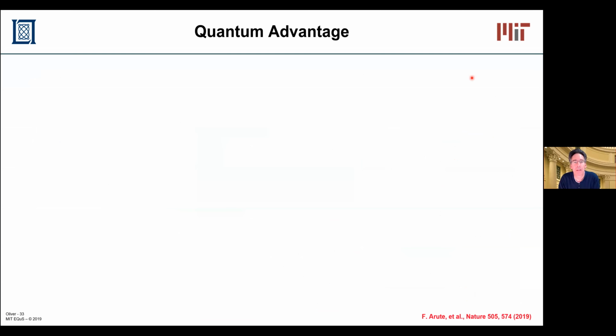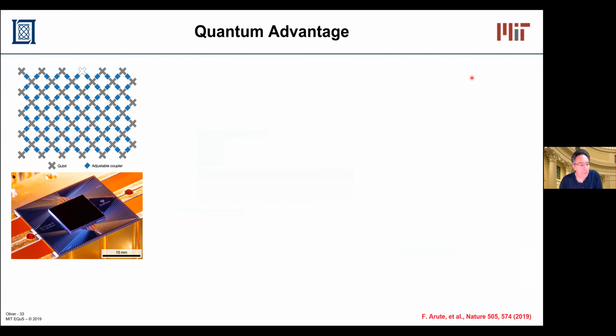Okay. So let's now talk a little bit about quantum advantage. So you saw this chip earlier. This is the Sycamore chip, which had 53 qubits and tunable couplers in between.